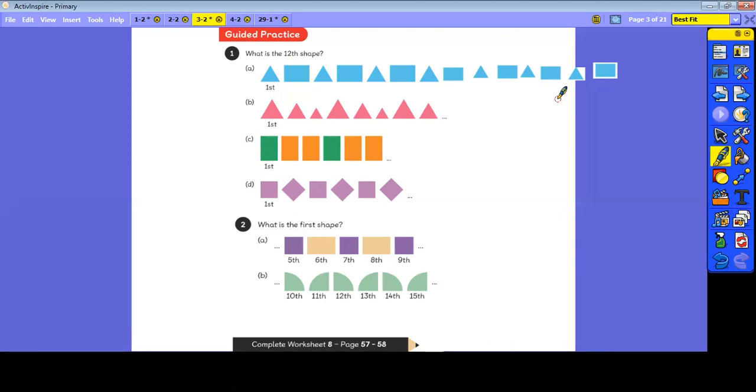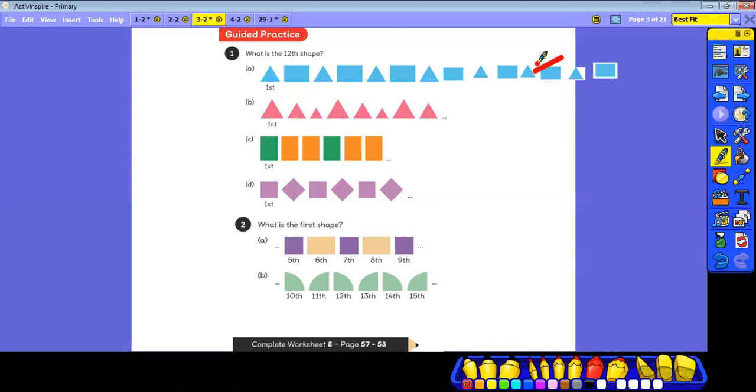Okay, let me draw a little circle around our 12th. A bit of a messy circle. Shall I do that again? I know you like me to be really neat, don't you? There. That's a bit better. So that's our 12th shape and it is a rectangle.